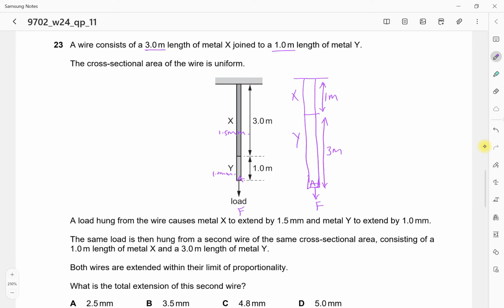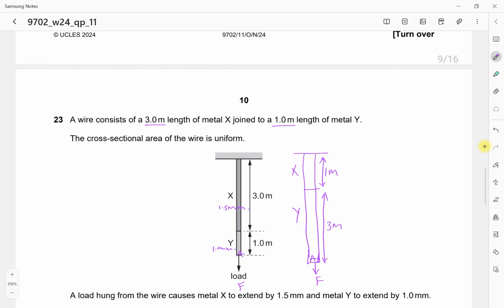So let's say initially, I'm just going to use the idea of Young modulus to find these extensions. For the first case, we know that Young modulus equals the force over area times original length over the extension. And we know that force over extension is equal to a constant K. If they're extended within their limits of proportionality, F over extension is equal to a constant K. So Young modulus is going to be a constant K times L divided by the area A.